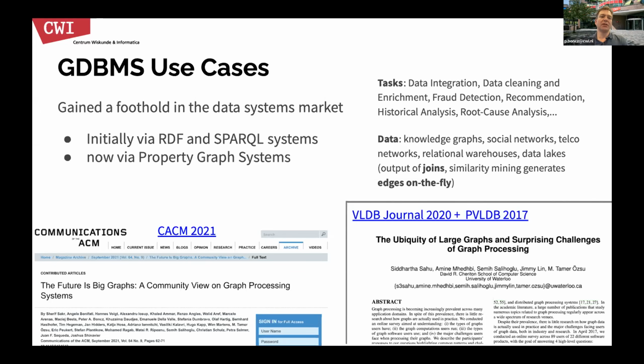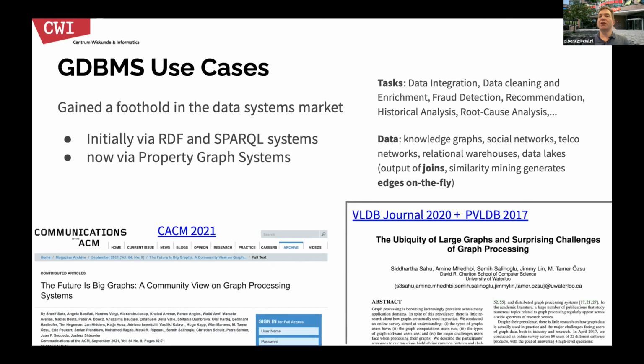popular one among those. If you want to know more about what people are doing with graph data systems and where graph data management is going, then I would like to recommend a recent article in CACM, The Future is Big Graphs, written by a lot of colleagues of mine, and also the 2 surveys produced by the group in Waterloo on use case scenarios, techniques, and challenges in graph processing. So these 2 references I've put in there.